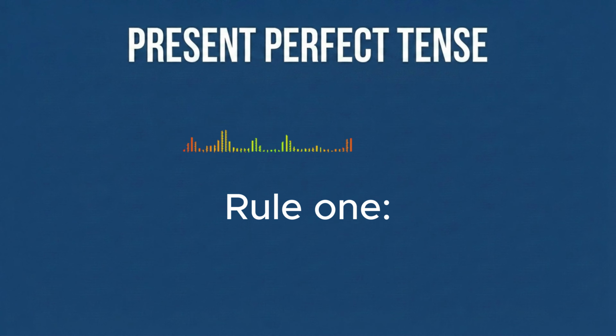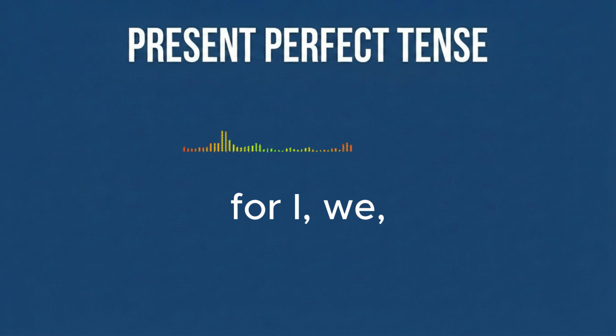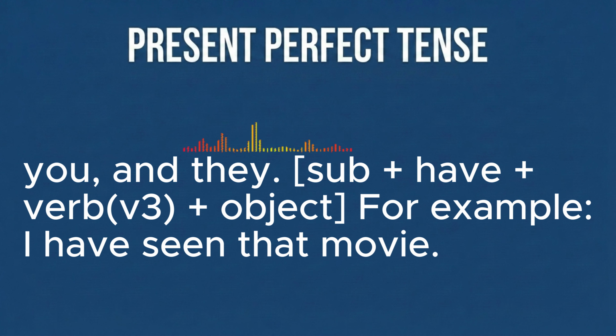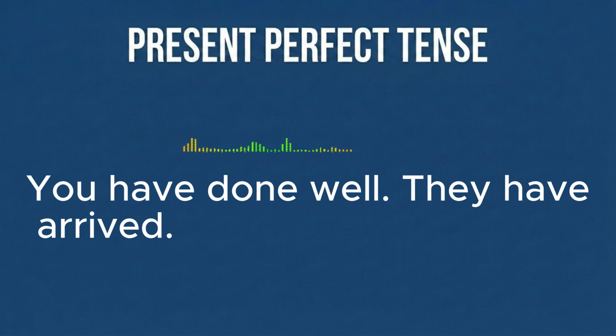Rule 1, subject plus have plus past participle plus object for I, we, you, and they. For example, I have seen that movie. We have finished our homework. You have done well. They have arrived.